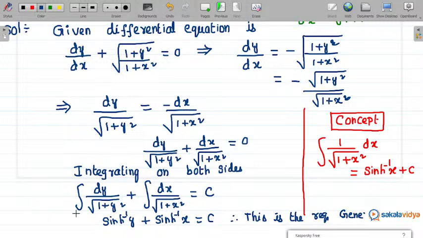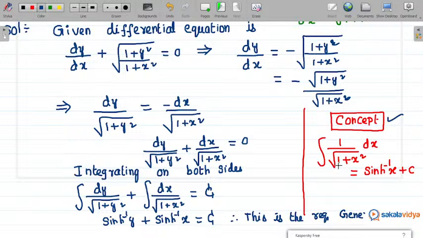Integrating on both sides: integral of dy by root of 1 plus y square plus integral of dx by root of 1 plus x square is equal to integral of 0, which is a constant, because the derivative of a constant is 0. So the integral of 0 is c, a constant, or you can put it like this also, no problem. What is the concept? The basic concept you need to remember while integrating this one.